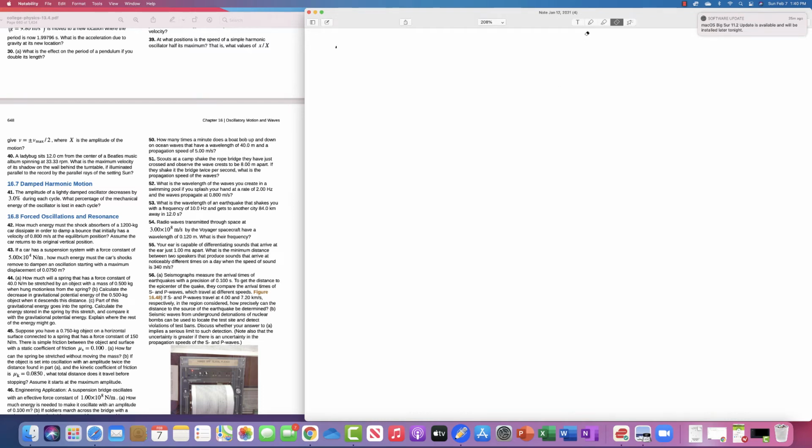Moving on to number 42, and with this we're going to move into forced oscillations and resonance. Number 42 states the following. How much energy must the shock absorber of a 1200 kilogram car dissipate in order to dampen the bounce that initially has a velocity of 0.800 meters per second at the equilibrium position? So v is 0.800 meters per second, and m is equal to 1200 kilograms. And the question is, how much energy must it dissipate?